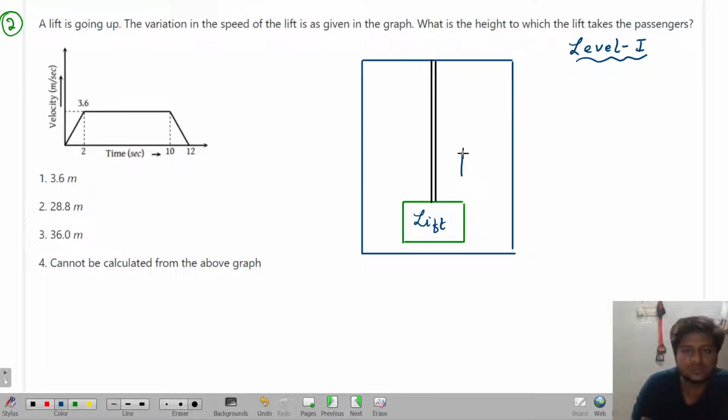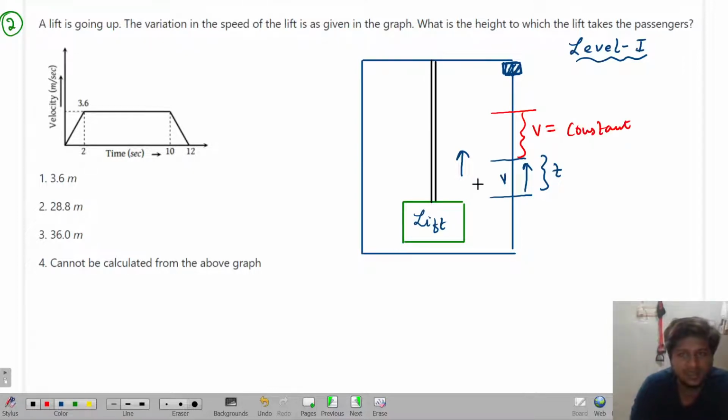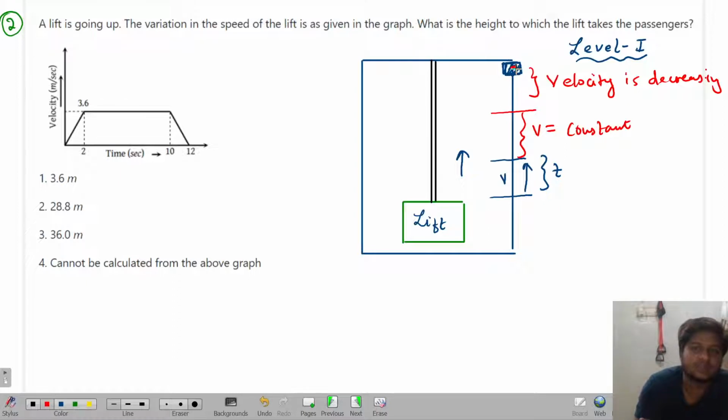The lift is going upwards. Have you seen the movement of a lift or not? First, it increases its velocity up to some time. Let's suppose in this time it increases the velocity. Suppose this lift wants to reach the top floor, at this floor. So first it increases the velocity. Then it makes the velocity constant for some time. At this part the velocity remains constant, but after that, in this region, velocity starts to decrease so as to stop the lift at this topmost point.